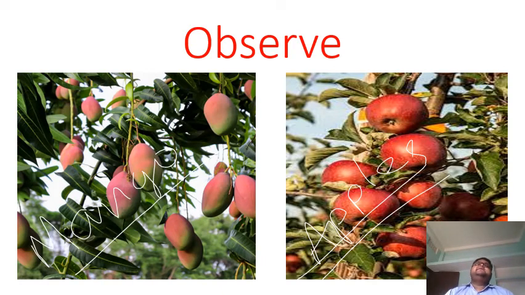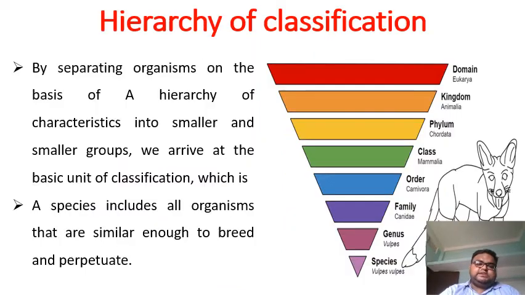But is it the same? Is the mango plant the same as the apple plant? No. To differentiate between the plants, or to differentiate between each kingdom, we need other subcategories. Okay, students, so now let's learn about the hierarchy, or the subcategories, of the classification.